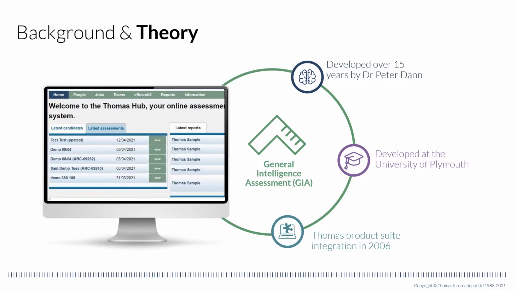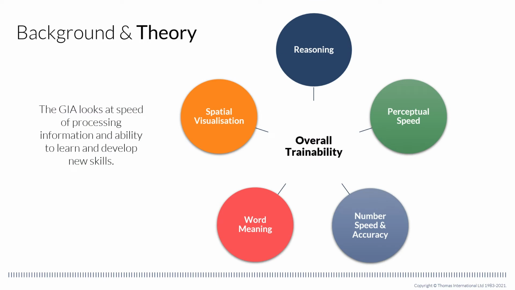The Thomas Aptitude Assessment, also known as the General Intelligence Assessment or GIA, was developed over 15 years by Dr Peter Dann in the Human Assessment Laboratory at the University of Plymouth. Thomas integrated the assessment into its product suite in 2006. The GIA looks at an individual's speed of processing information and ability to learn and develop new skills.